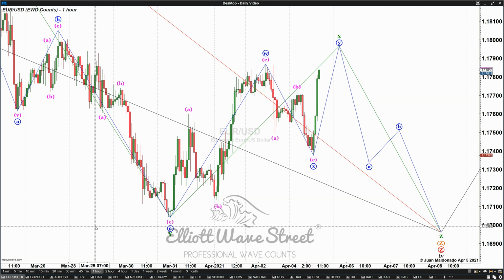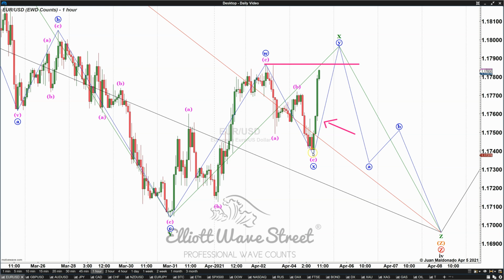This is the euro. The euro has been going higher this beginning of the session, during the New York session, and is likely to make a hard high today. It's really strong. The move up that we are seeing, look at the size of these candles, they are huge.